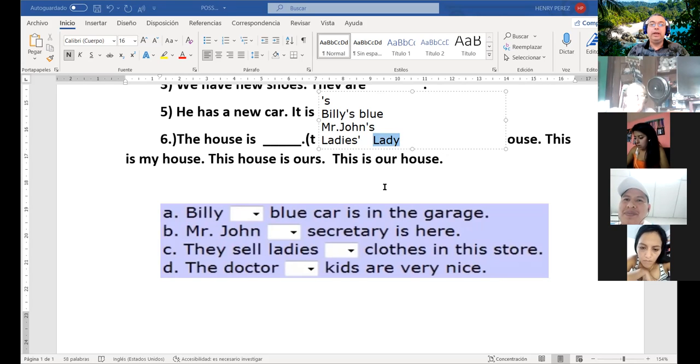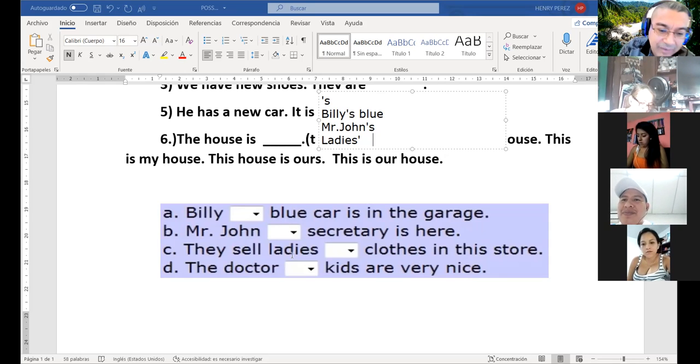Lady. Y ya como es plural, le quitamos la idea, le ponemos ahí es ladies. Okay, now. So, ahora léelo, Ronald. Can you read it, please? They sell ladies' clothes in the store. Very good, excelente, right? Aquí venden, ellos venden ropa de damas en esta tienda, right?